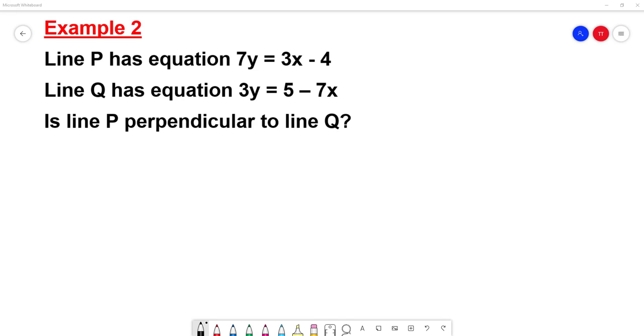Here's a question for you to try. You can pause the video, and when you're done, I will go through my worked solution. Okay, welcome back. So we can do the same thing as before. Call this line P on this side. Then we've got line Q on the other side.